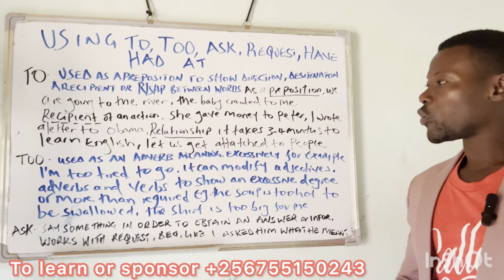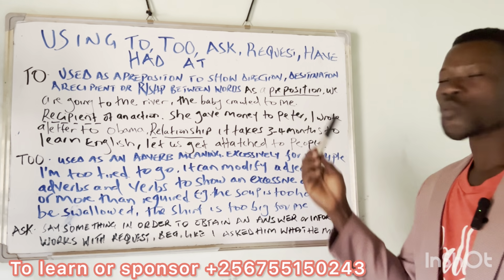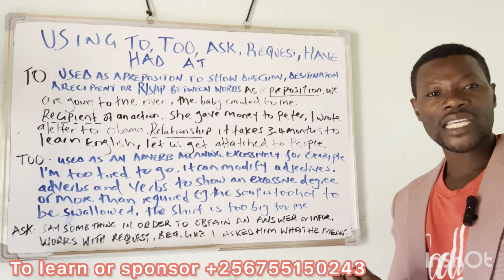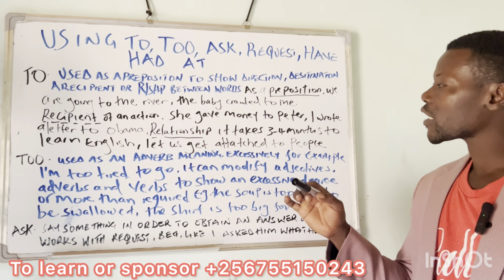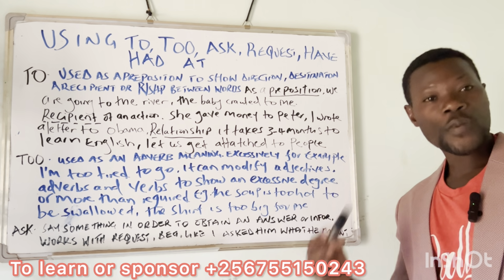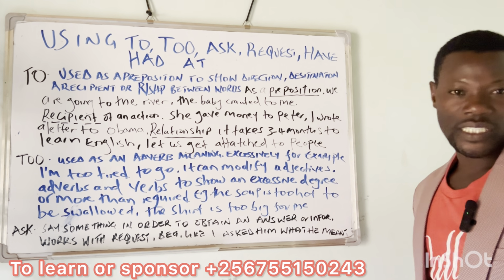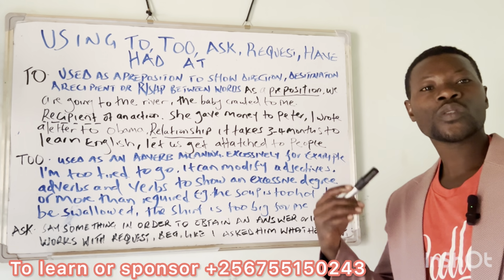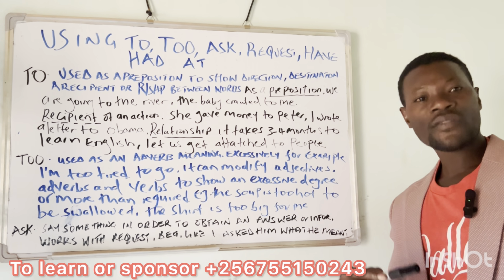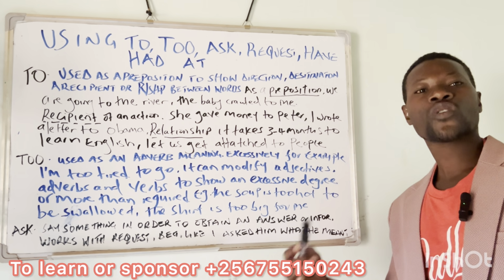For example, she gave money to Peter. She gave money to Peter. So Peter is the recipient of the money. She gave the bicycle to Jane. She gave the whole city to so and so.